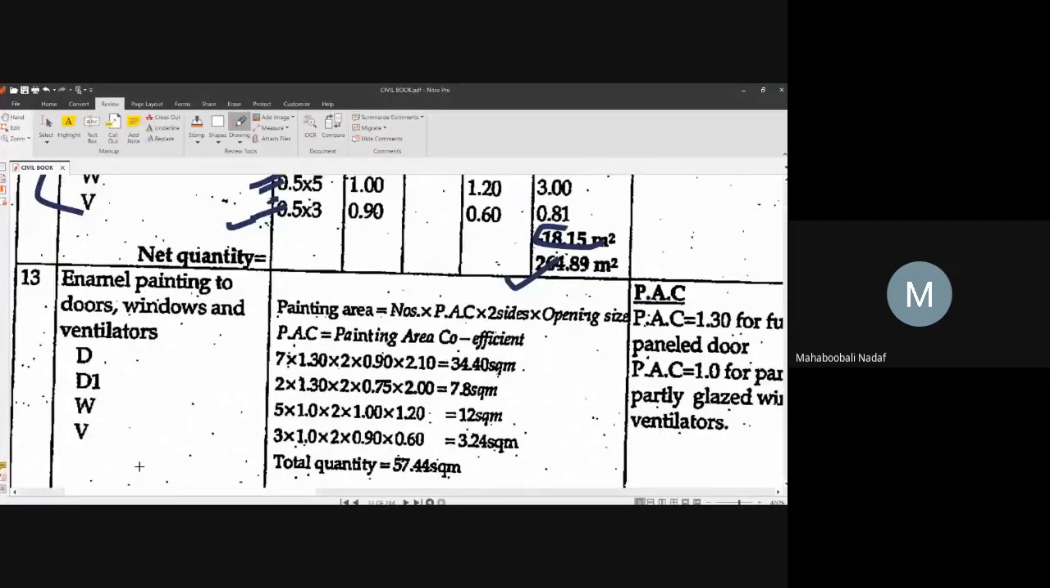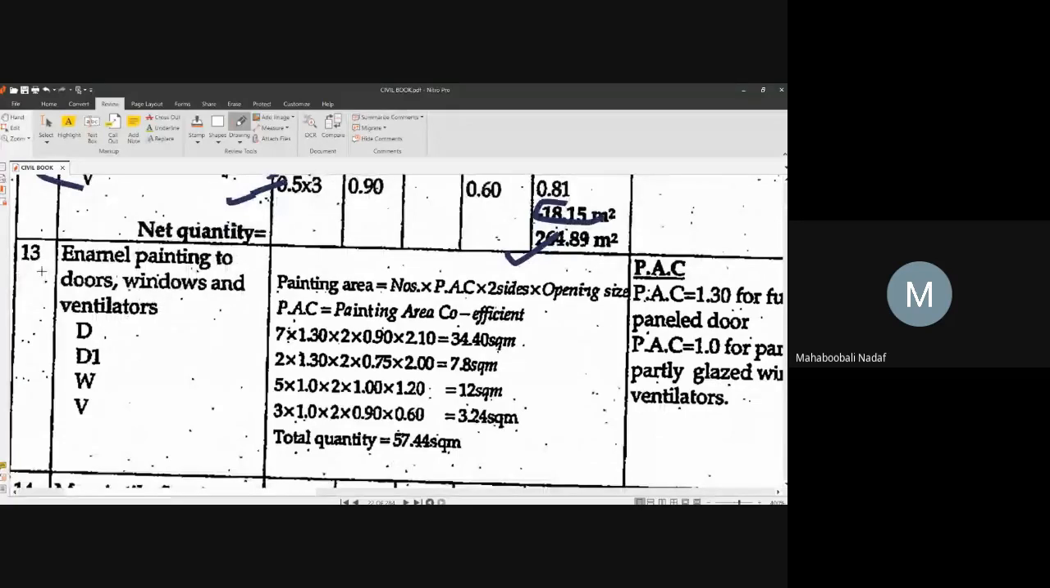Now next is enamel painting. They will do metal paints for doors, windows, and ventilators. There you have to do one term we have to multiply. What is that multiplication? Painting area coefficient.